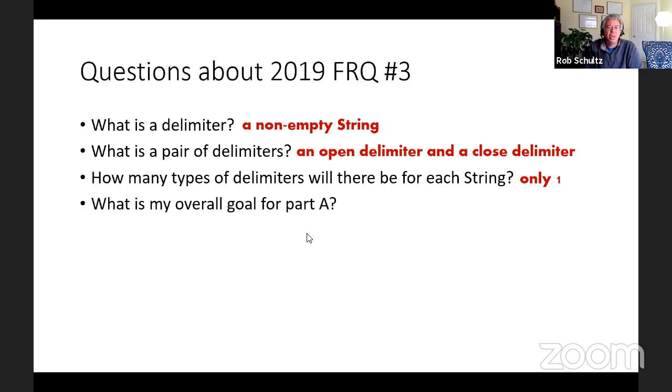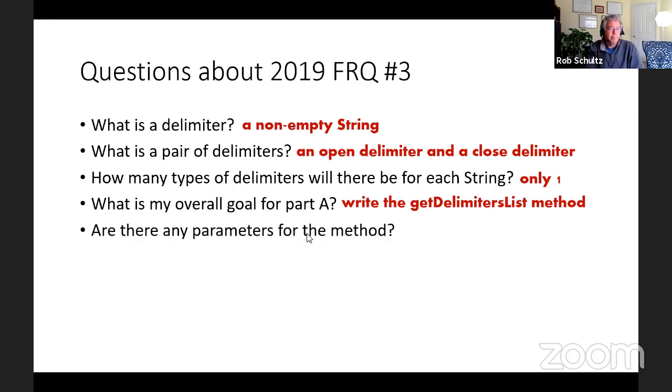So here we start getting to the specifics about this question. What is the overall goal for part A? And again, we're looking just for a general goal. Are we writing a class? Are we writing constructors? What's our goal? Well, our goal is to write the getDelimiters list method.